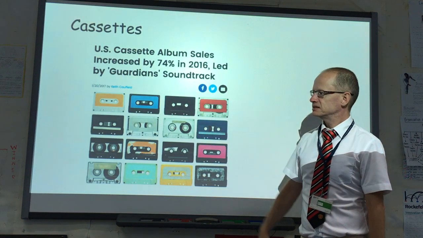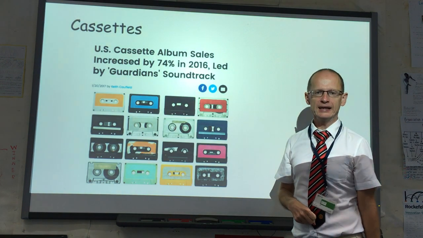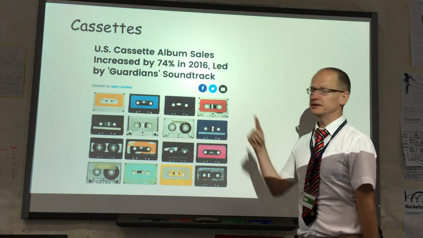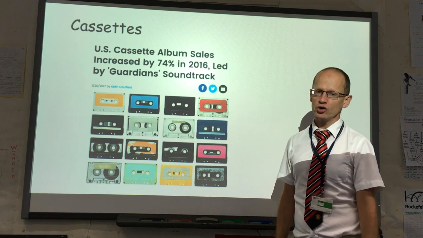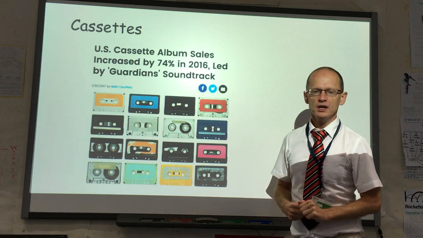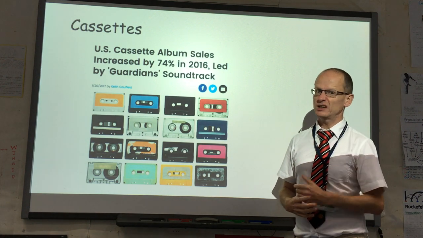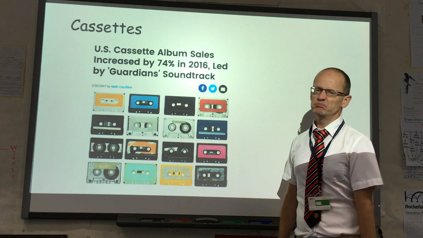As you can see, cassettes are relatively small. You put it into the tape machine, you press play. You hope that the tape doesn't get crumpled up, caught up in the tape machine, and then it stops, and if you take the tape out, you've got to try and put the tape back in. If you do that, obviously when you play it again, it gets a bit of a bad sound.